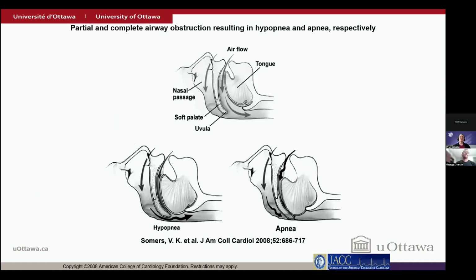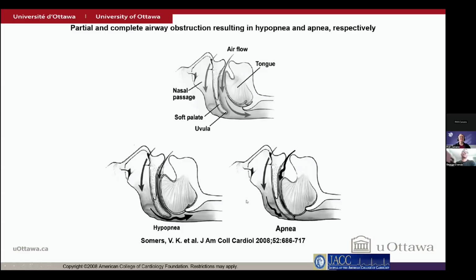This is just a diagram which nicely describes what I was mimicking with my hand puppets here. Essentially, the tongue is here in a normal person, and airflow goes through there. In someone who has sleep apnea, they can have complete closure of the airway because the tongue falls back, and that could be accentuated if it's naturally narrow or if there's a lot of fatty deposition from weight gain.